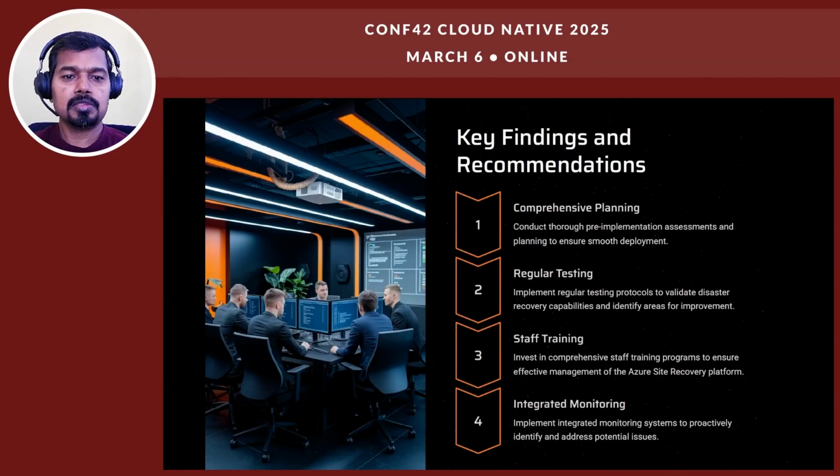Key recommendations. So, what are the key takeaways for ensuring a successful ASR implementation? Comprehensive planning: start with a well defined strategy. Regular testing: validate your disaster recovery plan with frequent failover drills. Staff training: your team needs to be confident in managing ASR. Integrated monitoring: use real-time alerts to stay ahead of potential issues. A well-executed ASR plan can be the difference between business continuity and prolonged downtime.